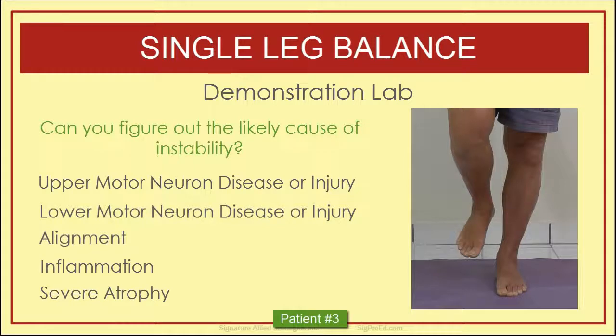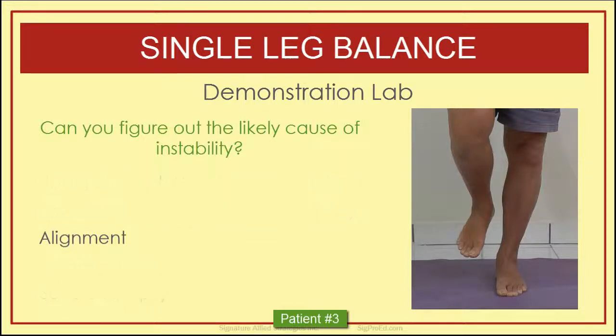This patient is a 68-year-old man with no history of trauma or surgery to his foot and ankle. He is neurologically intact. What do you think is the reason for his instability? For this patient, the likely cause of instability is alignment, looking at his foot, ankle, and lower leg position.